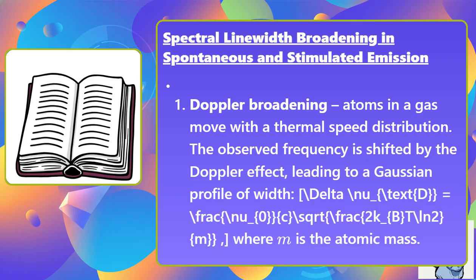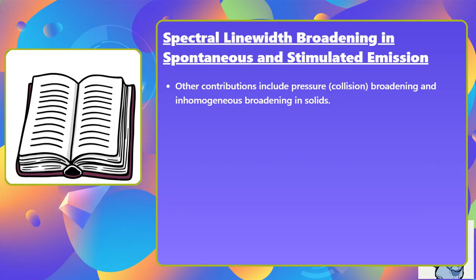Doppler broadening. Atoms in a gas move with a thermal speed distribution. The observed frequency is shifted by the Doppler effect, leading to a Gaussian profile of width delta nu D equals nu 0 over c times the square root of open bracket 2 k_B T ln 2 divided by m close bracket, where m is the atomic mass. Other contributions include pressure collision broadening and inhomogeneous broadening in solids.